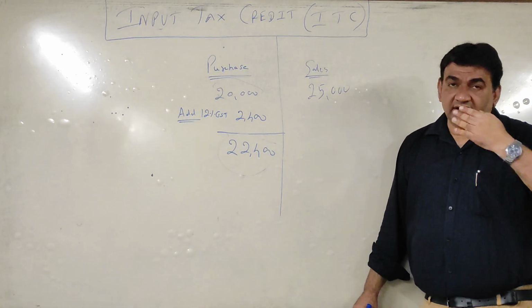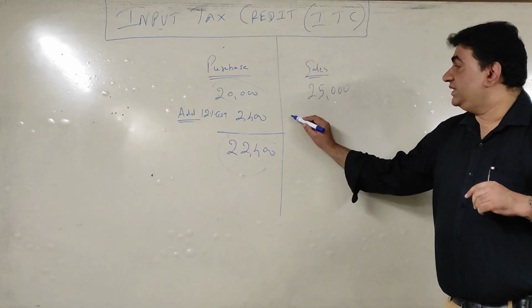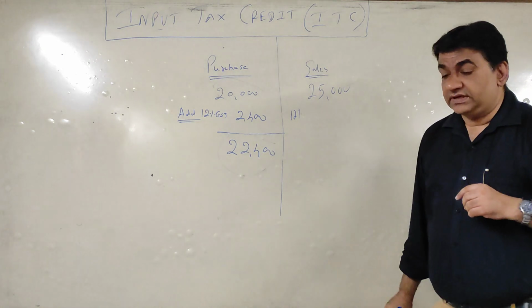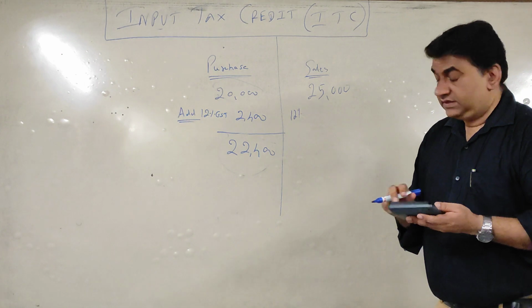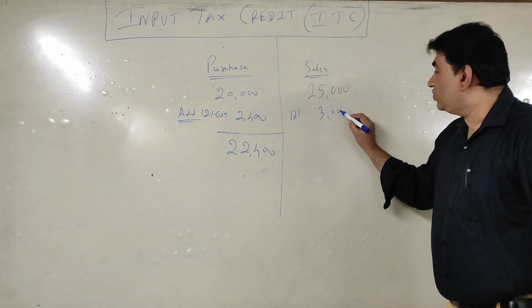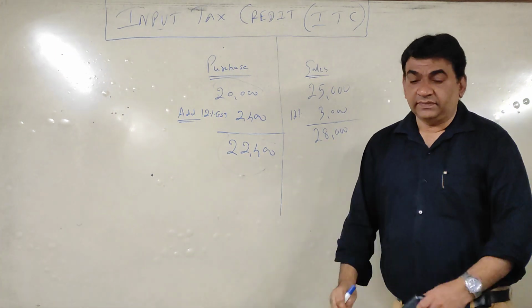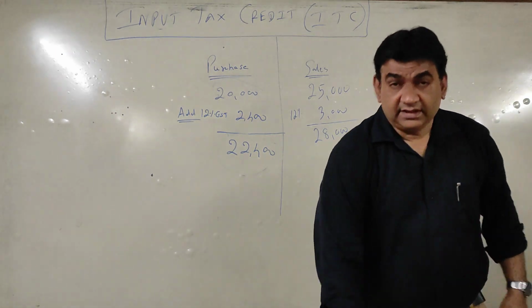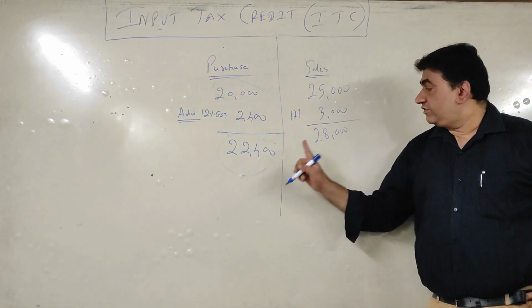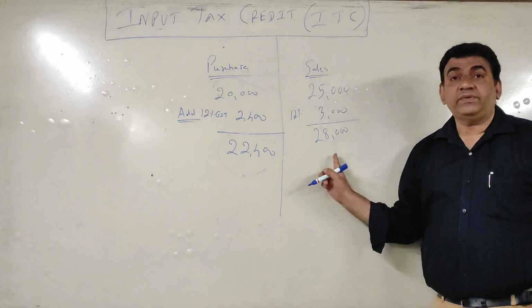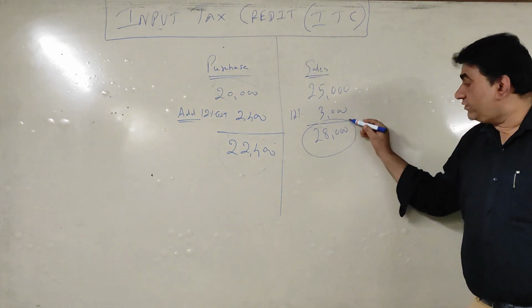Now, if he is selling, he is registered, he can collect GST, assuming the same rate, 12%. 12% of 25,000 is 3,000. So he is going to sell it for a gross price of 28,000. Now what will happen? When he bought, he paid 22,400. When he sold, he collected 28,000.